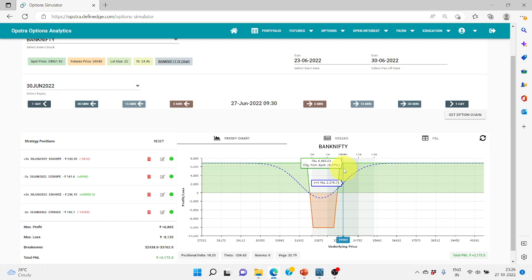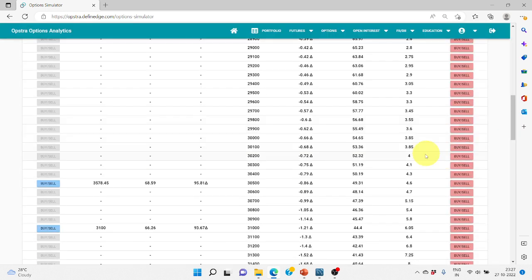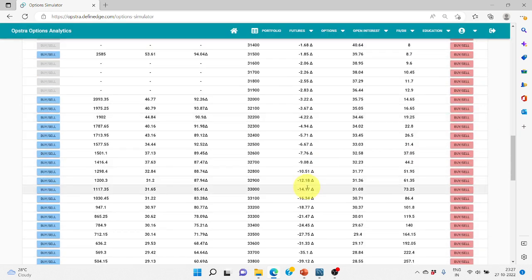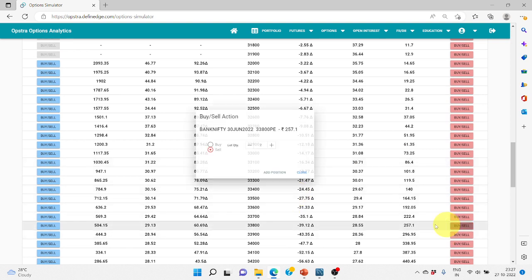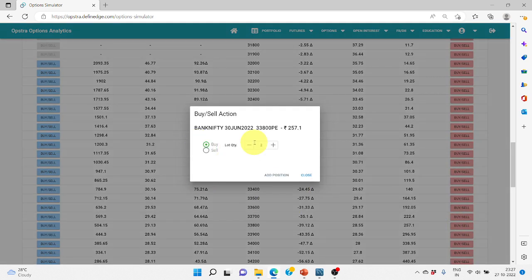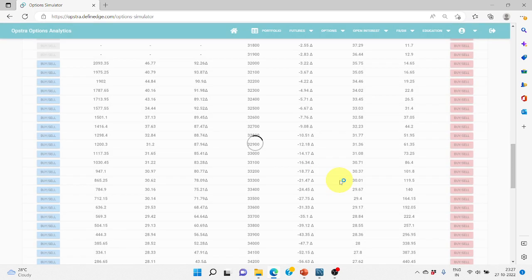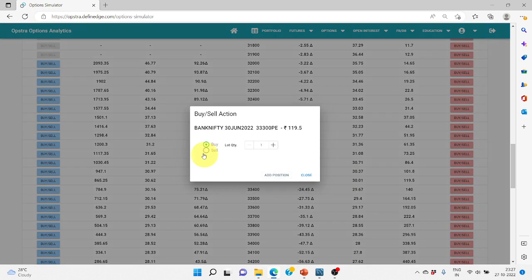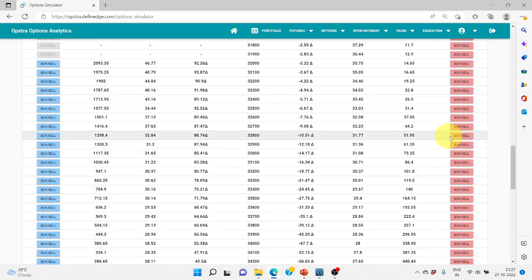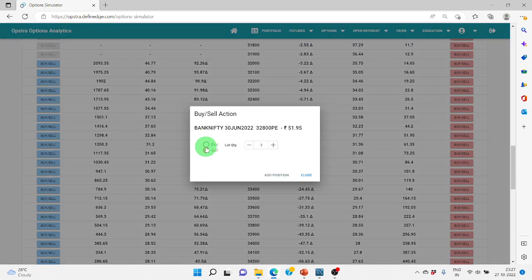So break even is breaking here. Sorry, we are going into the profitable zone. So here we can do something around 33,800 in the reverse, which is the put side. So 33,800 we will buy one lot. 33,300 we are selling three lots. 32,800 we are buying two lots.